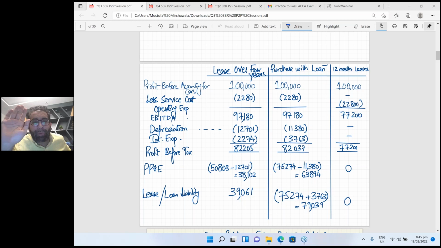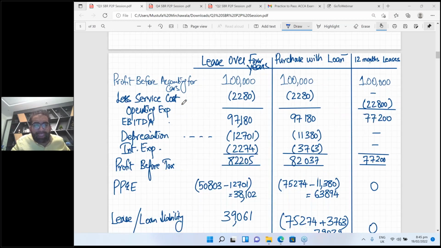Now from this EBITDA, I'm going to deduct depreciation, which I calculated with you. This depreciation was 12701. Then interest expense was 2274. So after deducting depreciation and interest expense, you come to profit before tax, because now you have deducted everything except tax.